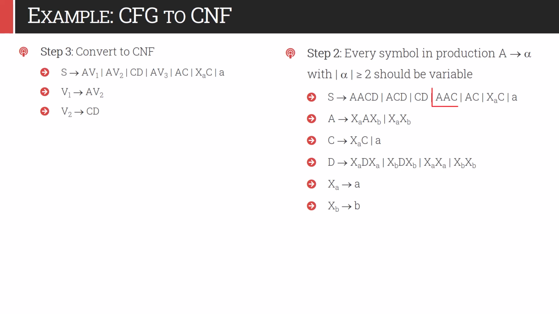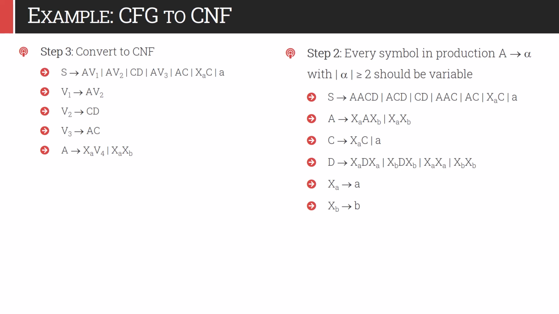Fourth production, S derives AAC. This is not in CNF because there are three symbols. So to make it two, we will assume some variable V3 for the AC part. So now that will become A V3, and V3 will derive AC. So it is in a proper form. Then the next production, S derives AC, is in correct form. S derives XAC is also in correct form, and S derives A is also in correct form. So the productions of S are now in CNF.